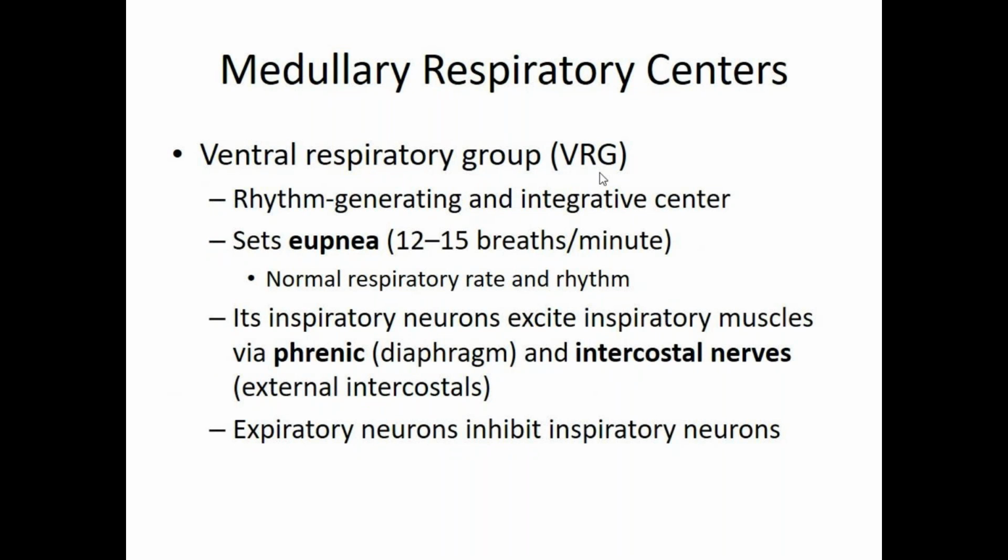VRG is going to set what we call eupnea. Eu meaning true, nea meaning breath. So eupnea is your resting breathing rate. Okay, and this is somewhere around 15 breaths per minute, maybe 12. This is just when you're sitting around, not really doing much. It's a standard respiratory rate, and again, this is pretty consistent from person to person. The average breath takes about 5 seconds. So we're sitting somewhere around 12 to 15 breaths per minute.